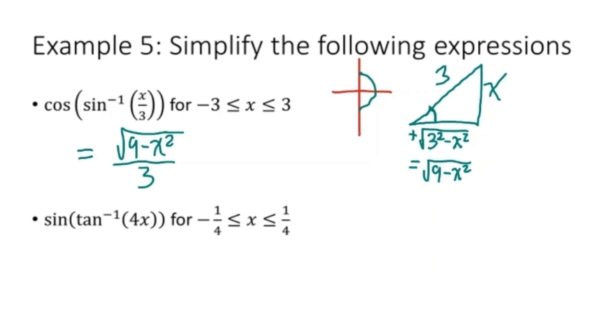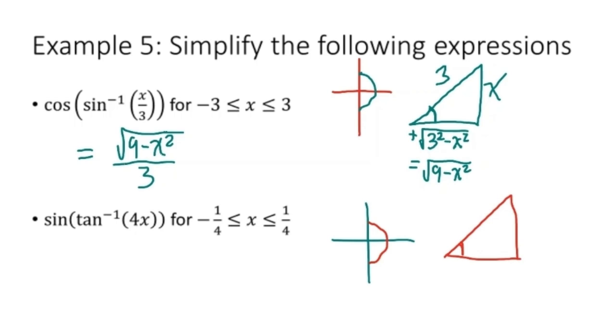Next, we'll simplify sine of tangent inverse of 4x, where -1/4 is less than or equal to x, less than or equal to 1/4. Again, the domain isn't going to be what we focus on. We're going to focus on our composition. Just like with sine inverse, tangent inverse is in the first or fourth quadrant. So we're going to draw the triangle similar to before and think about the signs later.